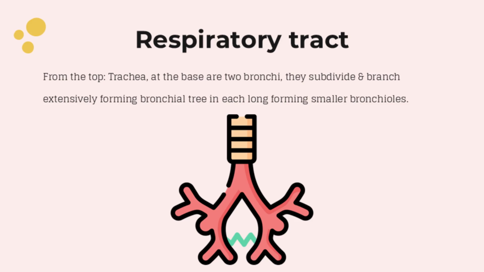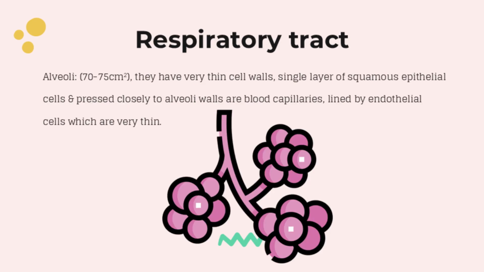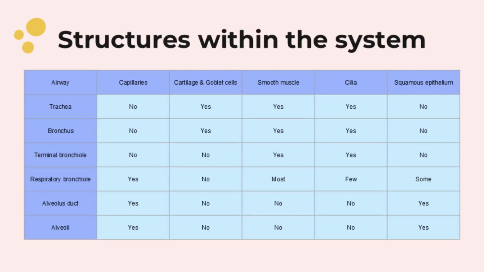At the base are two bronchi, which branch extensively, forming a bronchial tree in each lung, forming smaller bronchioles. Terminal bronchioles divide up, forming even narrower respiratory bronchioles that supply alveolar ducts with air. Alveoli are 70 to 75 square metres. They have very thin cell walls, a single layer of squamous epithelial cells. Pressed closely to the alveoli walls are blood capillaries, lined by endothelial cells which are very thin.